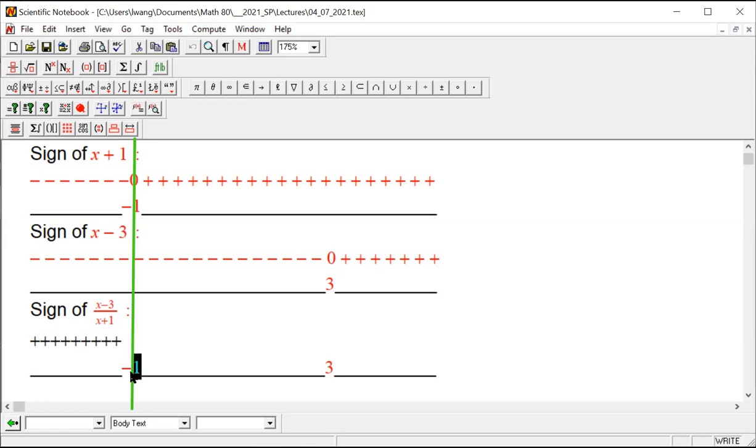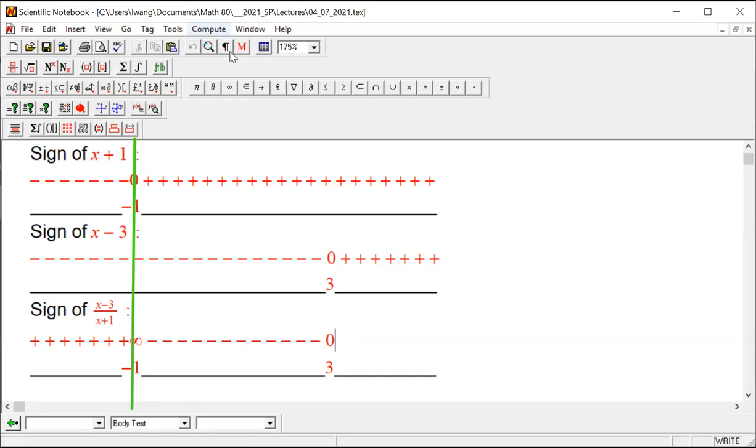At -1, when -1 is plugged in, we get a 0 denominator. Okay, so this is undefined. So we put an infinity sign there. And if we pick a number between -1 and 3, then we're taking a negative number divided by a positive number. Negative divided by positive is going to be negative. At 3, the numerator is 0, the denominator is not 0. In this case, the quotient is 0.